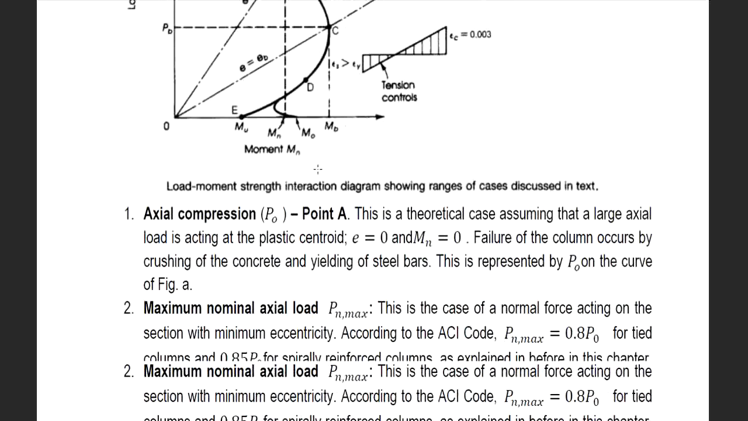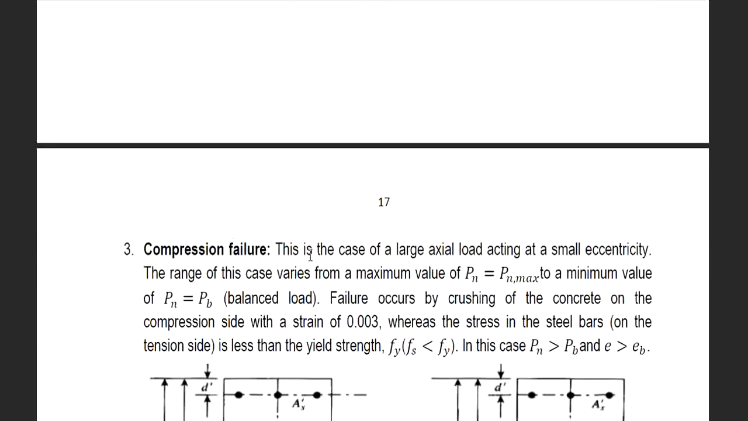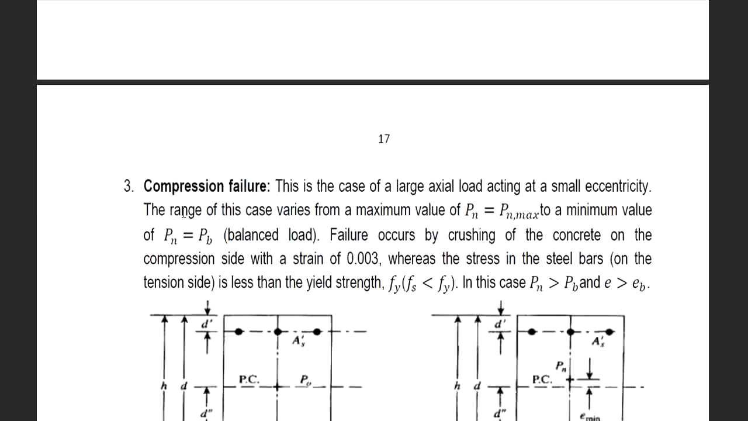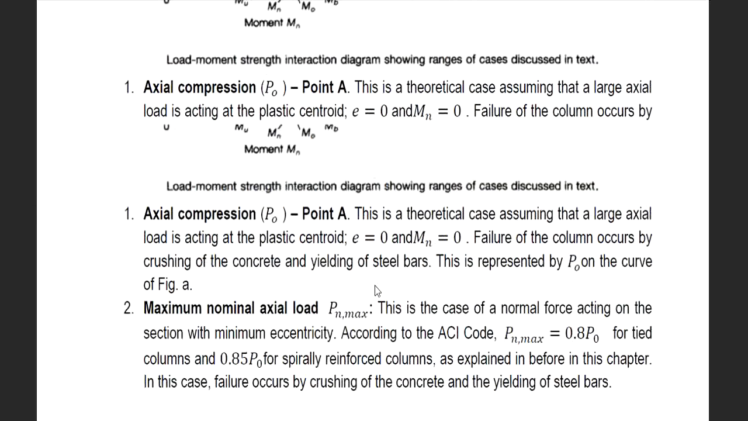Okay, now after that, compression failure. This is a case of large axial load acting at small eccentricity. The range of this case varies from maximum value of Pn. So what Pn is a applied load, Pn maximum is a maximum allowable load, to minimum value of Pn, means balancing load, means minimum, whatever the minimum amount of load is there, that much we are going to consider. Failure is going to occur by crushing of a concrete on compression side within the strain of 0.003, where the stress in steel bars is less than the yielding stress. So that's what we are telling.